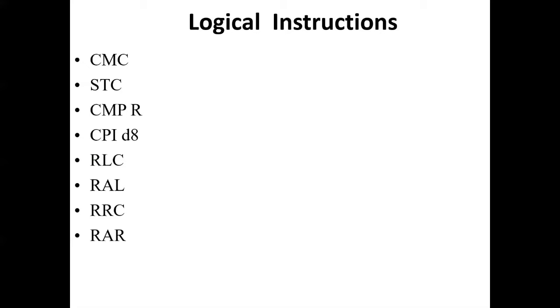For example, CMP E. Now suppose before the execution of this instruction, A has the value F5H, E has the value 25H, temporary register has the value 45H. So after executing this instruction, the temporary register will have the value D0H and the flag status will be: carry flag will be 0, auxiliary carry flag will be 1, zero flag will be 0, parity flag will be 0 and sign flag will be 0.